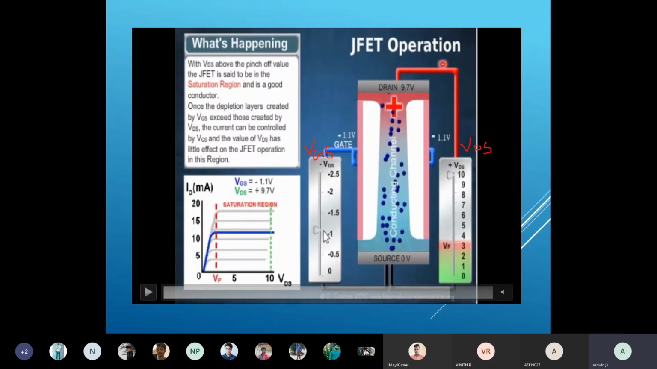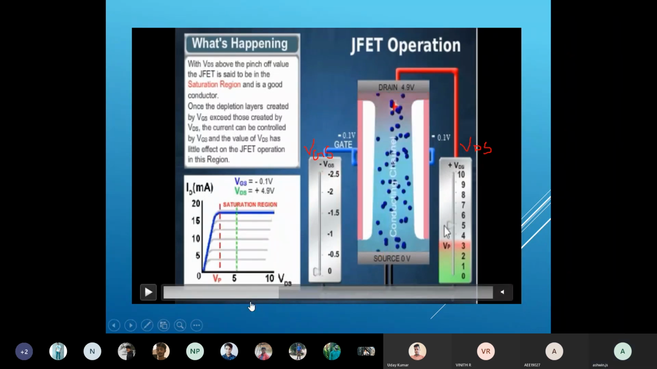So here I am going to give the drain positive with respect to the source, and the gate initially I kept at 0. If I give the drain 0, no current flows. If I slowly increase the drain voltage with respect to the source, electrons will start to flow in this direction, from source to drain. So the current flow will occur from drain to source.